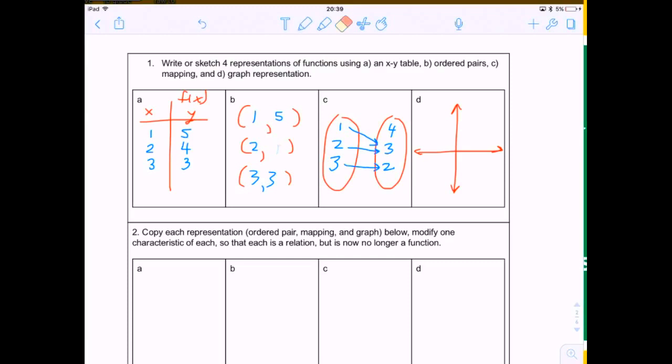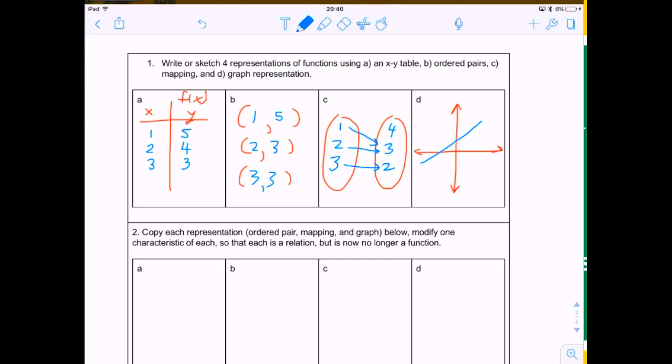Likewise, I could put a 3 here, for example. Both 2 and 3 here are pointing to 3. That's fine also. Graph representation. So a graph representation would be any curve or line, and a function would be any line as long as it's not vertical, or it could be any curve as long as it doesn't double back on itself. Let's go to number 2 now.